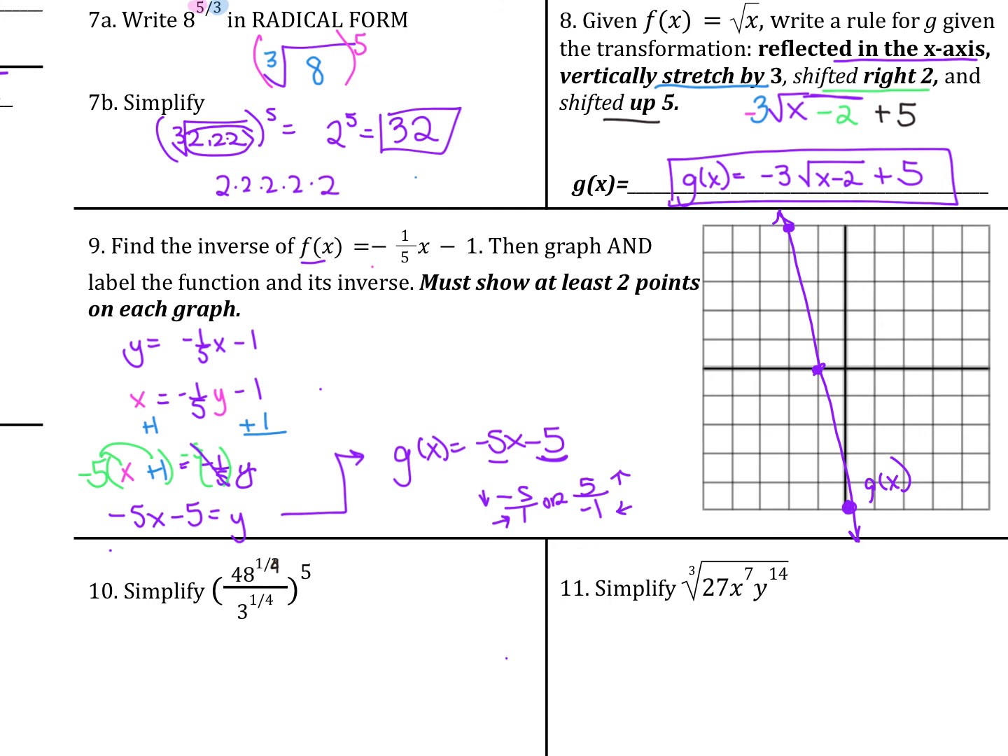Now let's graph the f of x. So we start at negative 1. And the slope is negative 1 over 5 or positive 1 over negative 5, right? Negative over a positive is negative. Positive over negative is negative, so that's still the same. So that means I can go down 1, right 5. Or I can go up 1, left 5. And then here is my graph. So that is my f of x, so important to label.